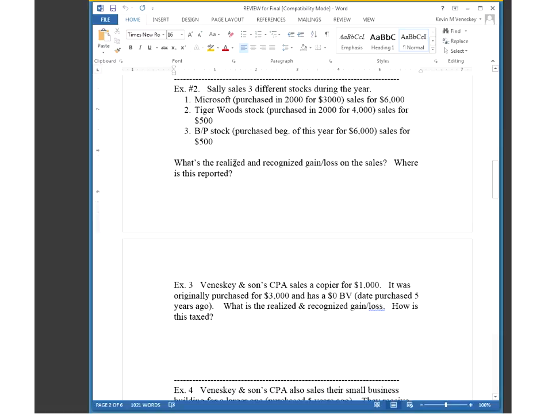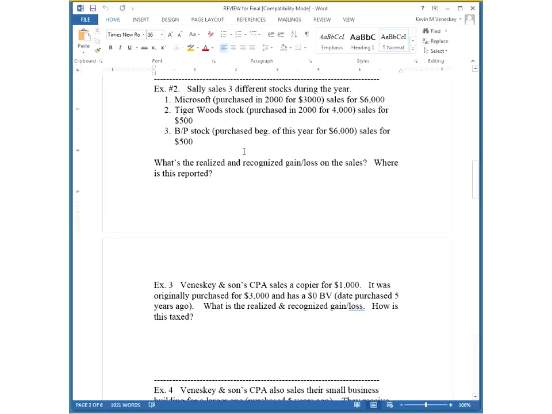Okay, let's go to example number 2. So we're selling stock. Remember, stocks are not necessarily considered like-kind exchanges, so when you buy and sell, that doesn't work in that aspect. However, the capital asset rule of the $3,000 limit does apply with stocks. So if you had a $5,000 loss and that was it, you could only take $3,000 of it. So let's look at what's going on here.